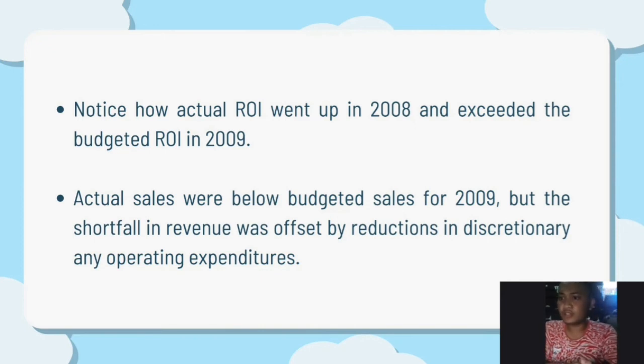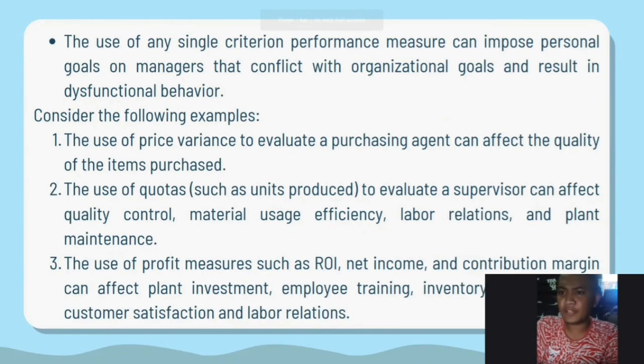Usually such tactics can succeed in the short run only. As the plant equipment starts to wear out, customer dissatisfaction increases because of stockouts, and employee dissent becomes epidemic. The ROI figure will then begin to reflect the economic reality. By that time, however, the manager has been promoted based on the perception of good performance, and his or her successor will inherit the problems left behind. The use of any single-criterion performance measure can impose personal goals on managers that conflict with organizational goals and result in dysfunctional behavior.